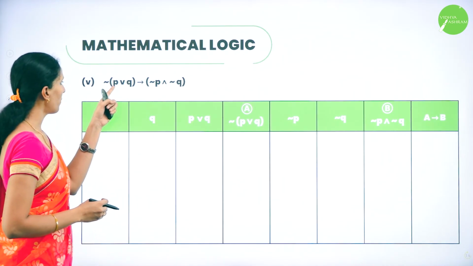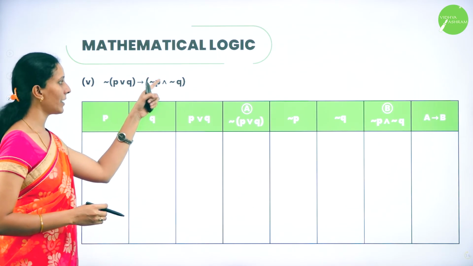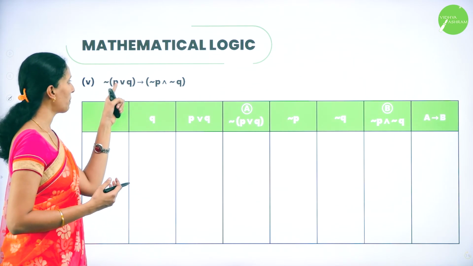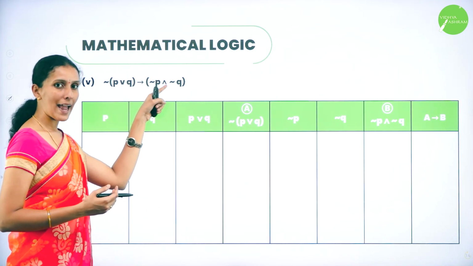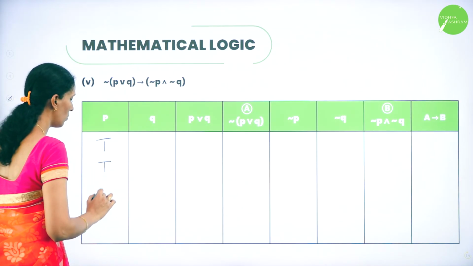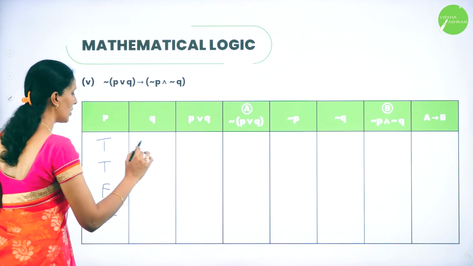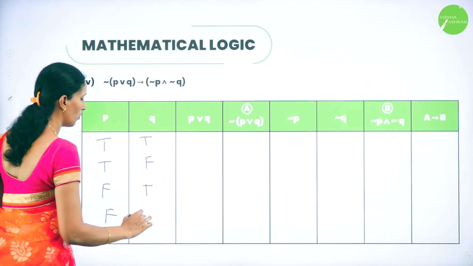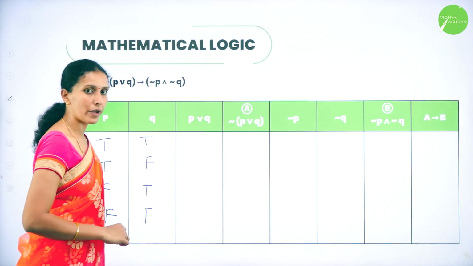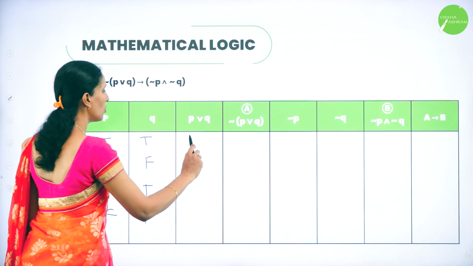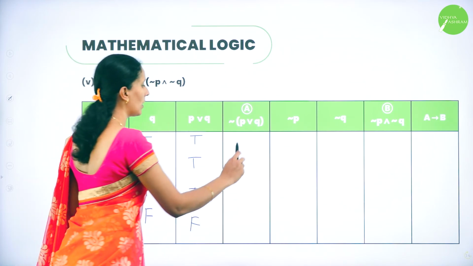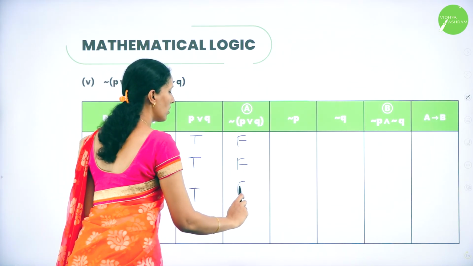We have negation of P disjunction Q implies negation P conjunction negation Q, where disjunction can be read as or. Negation of P or Q implies negation P and negation Q. So let's write the truth values of P. True, true, false, false. Let's Q, true, false, true, false. Let's take P or Q. P or Q is false when both are false. In all the other cases, it is true. So true, true, true, false. Next, the negation of this will be false, false, false, true.